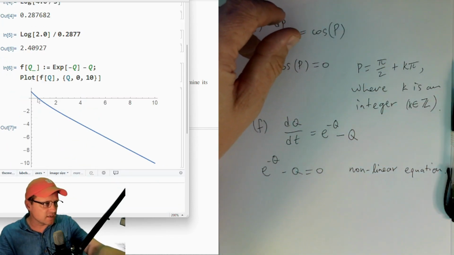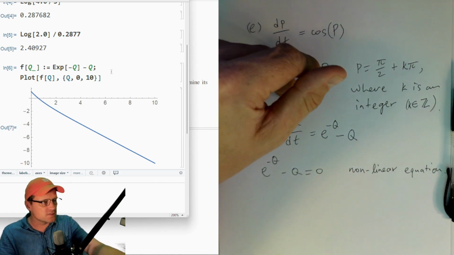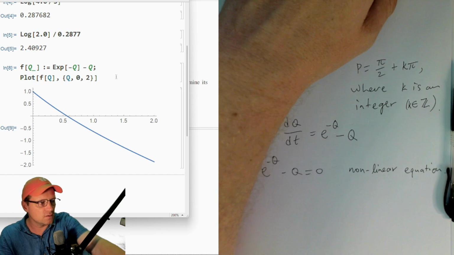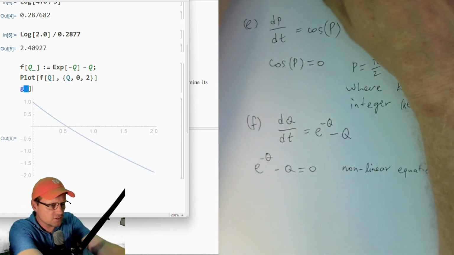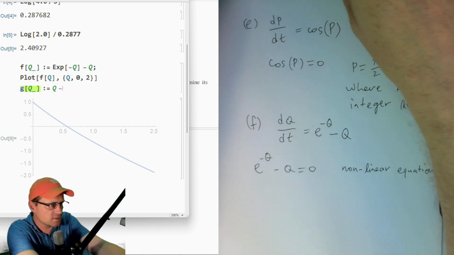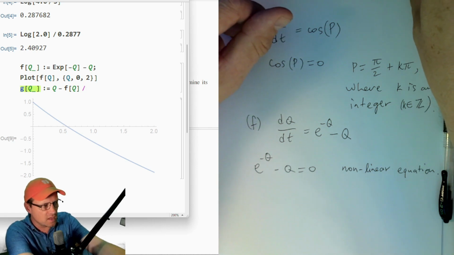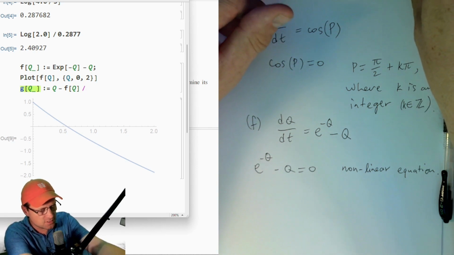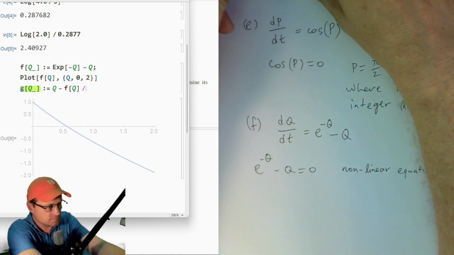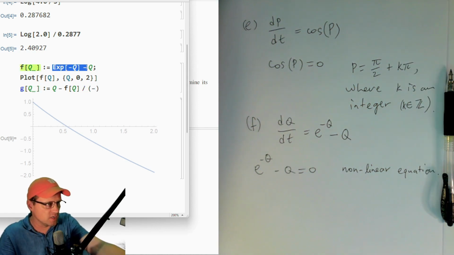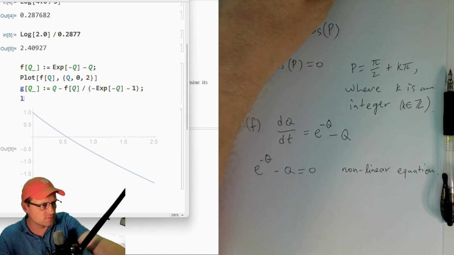Okay, so we can see it looks like it crosses the axis somewhere here at a number q less than 1. So how about we run Newton's method, if I can remember how that goes. So I need to write a function g, so q minus f of q over the first derivative of f. Okay, now differentiating that function f with respect to q, we have minus e to the power of minus q minus 1 as the first derivative. And so I'm going to call that g.